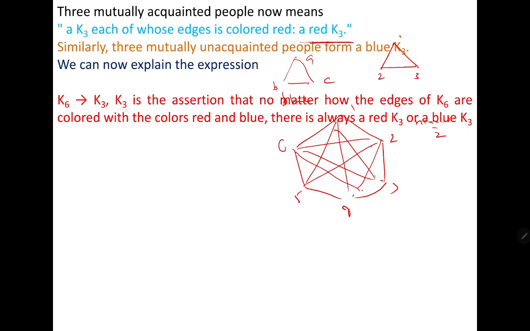K6 goes to K3, K3. It means that no matter how the edges of K6 are colored with colors red and blue, there is always a red K3 or a blue K3. So let's try to prove it.